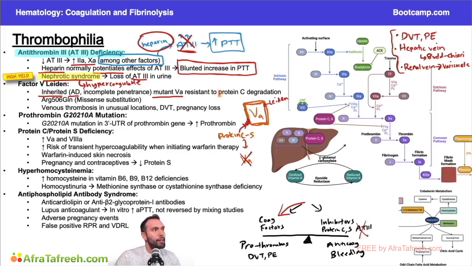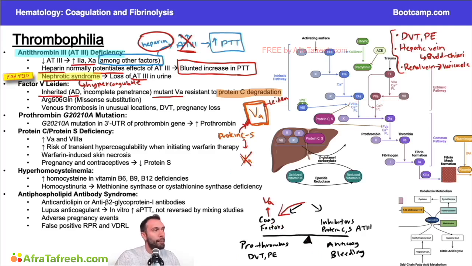That's the important point. Now, if we go back to our scale here, protein C is on this side, and if protein C is not able to act on this factor 5, I'm going to have more activated factor 5A. More activated factor 5A is going to tip me in this direction. That's where you get into the prothrombotic state.